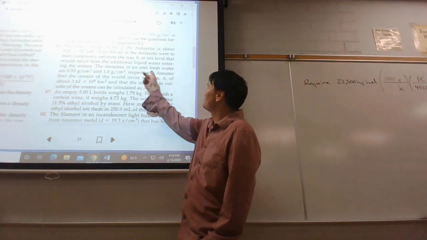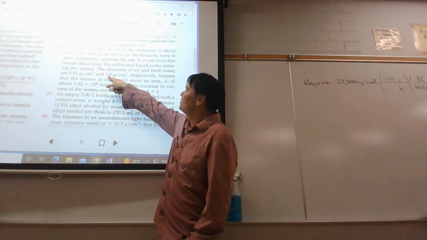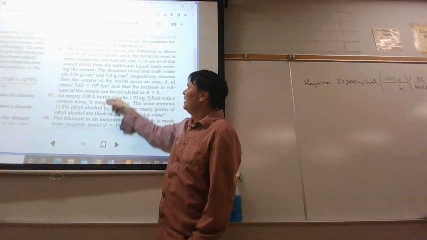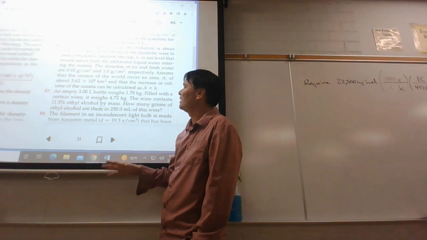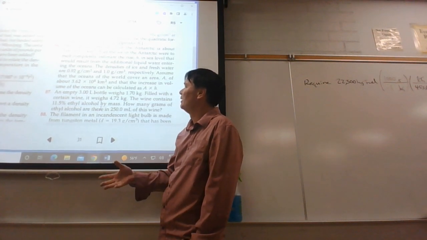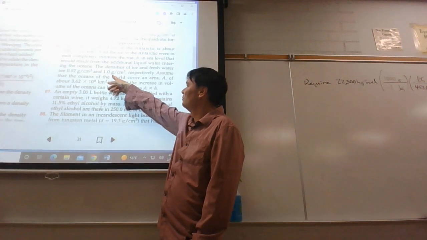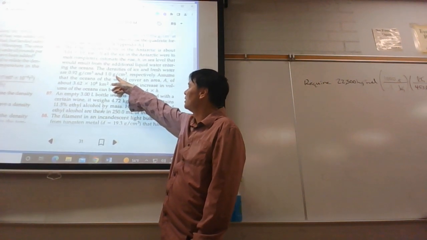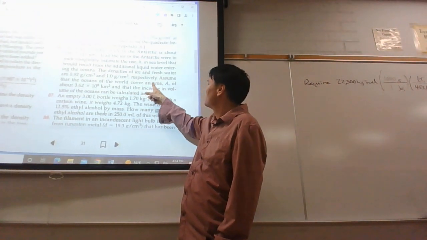The densities of ice and fresh water are 0.92 grams per cubic centimeter and 1.0. Here they use 2 sig figs. Even though melted ice would be cold, if it's cold, I think the temperature is going to be low. But maybe, near the Antarctic, the ocean's pretty cold. I don't know how cold, but maybe 3 sig figs would have worked here. But it's all right. 2 sig figs you can feel comfortable with, respectively.